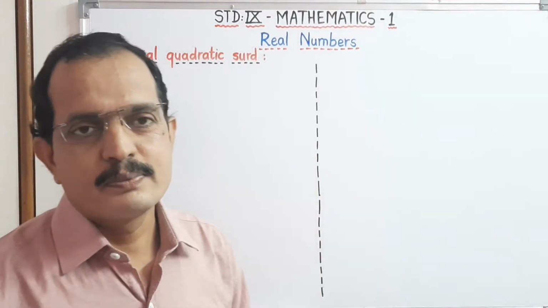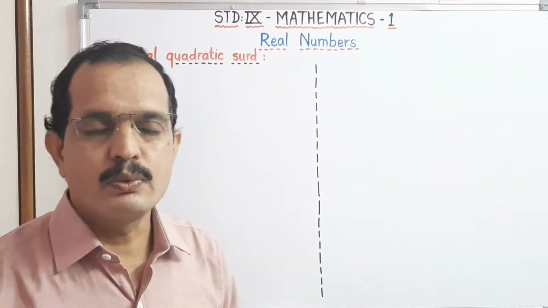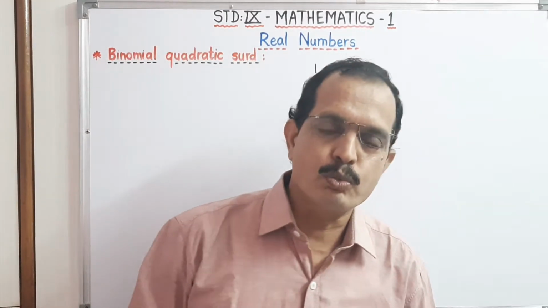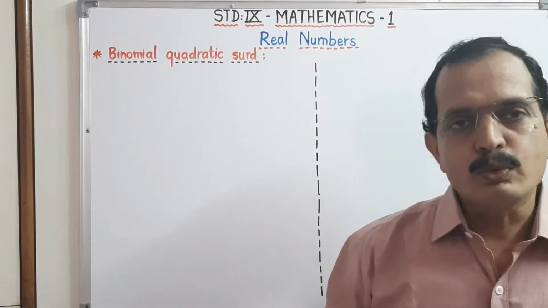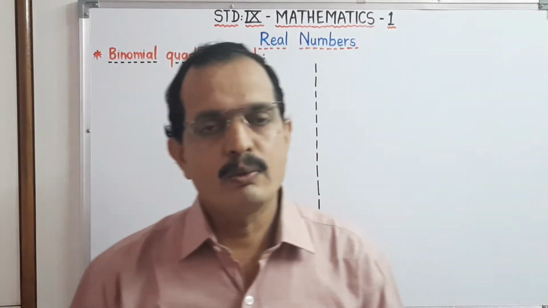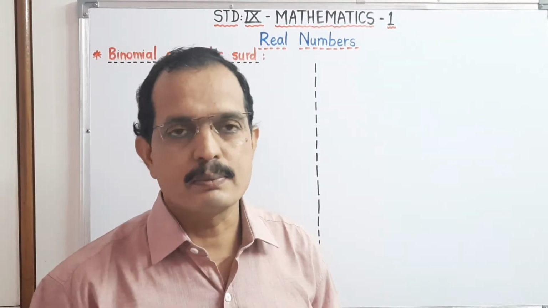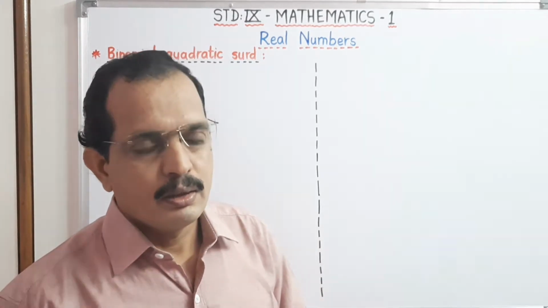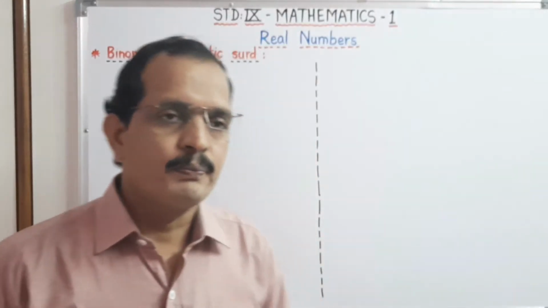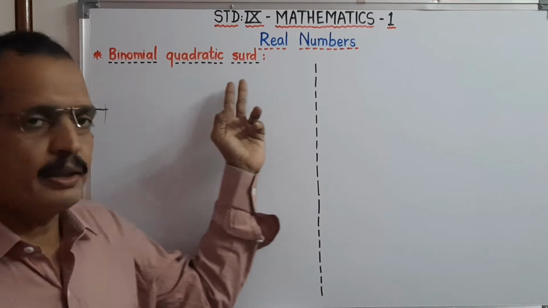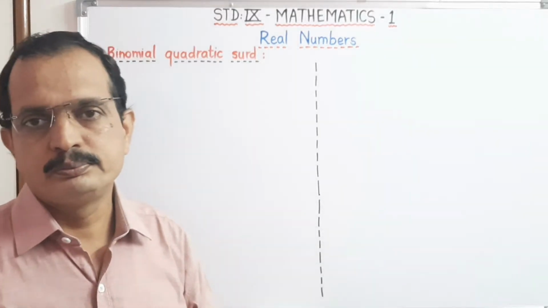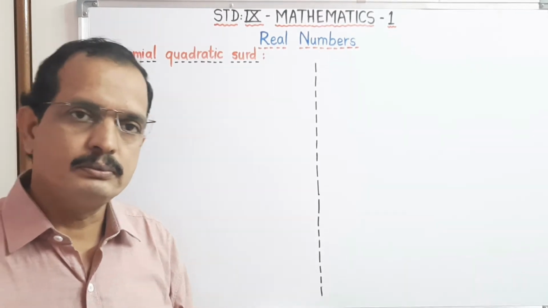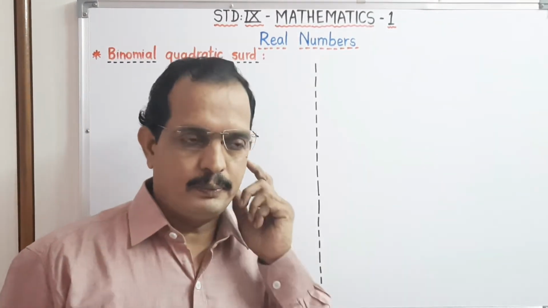Welcome dear students. In the previous lecture we completed practice set 2.3. Before going to practice set 2.4, today we have to learn some basic concepts. Today we have to learn binomial quadratic surds and what is the absolute value, and depending upon that we have to solve the practice set.